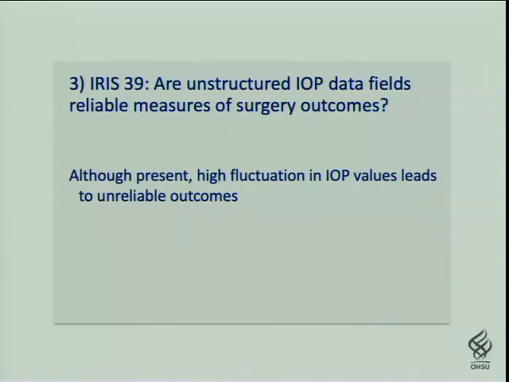So, in conclusion on this measure, although present, high fluctuation in IOP values leads to unreliable outcomes, and so if looking at these values in scientific research, it's less of a strong indicator of surgery outcomes and more of an indicator of just the fluctuation in the nature of the field.